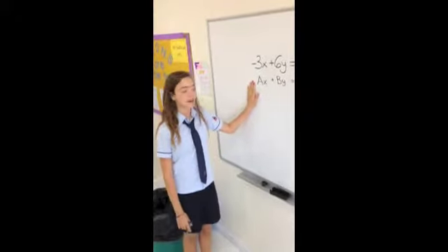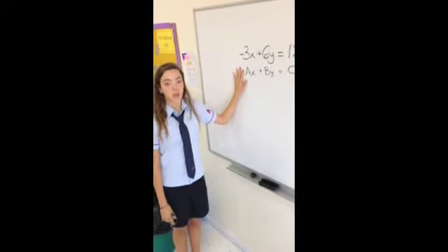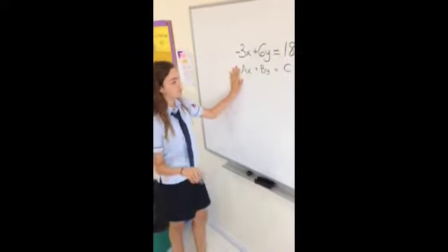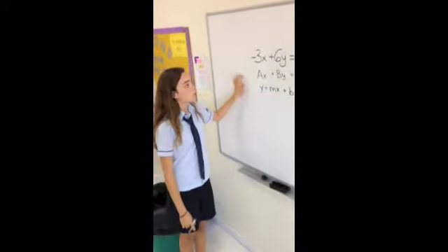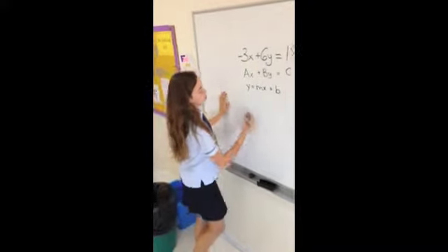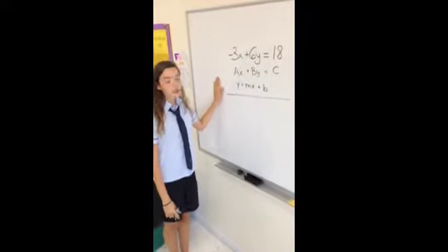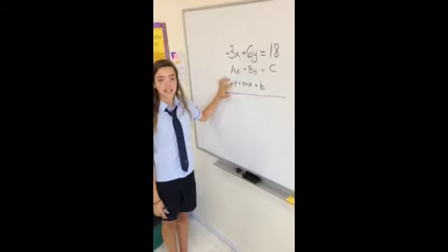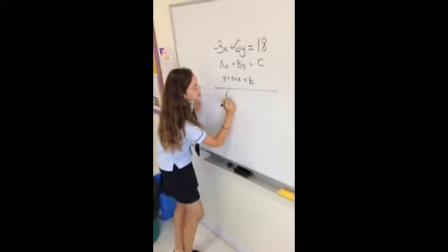Our next step is to convert this equation, which is in standard form, to a y equals mx plus b equation. So first of all, we need to isolate the y. In order to isolate the y, we're going to need to rearrange our equation. So we're going to start off by isolating the y.